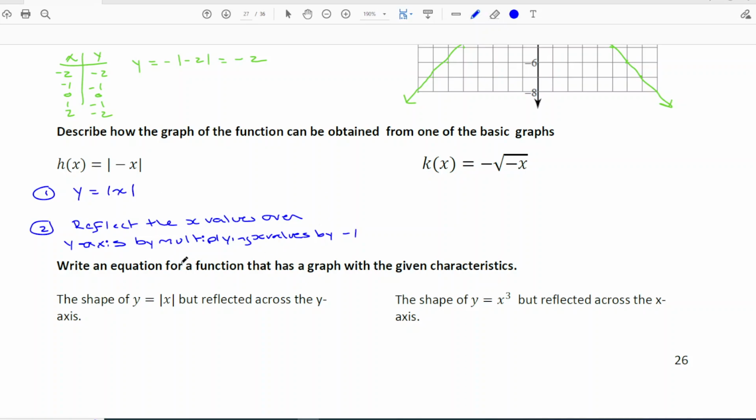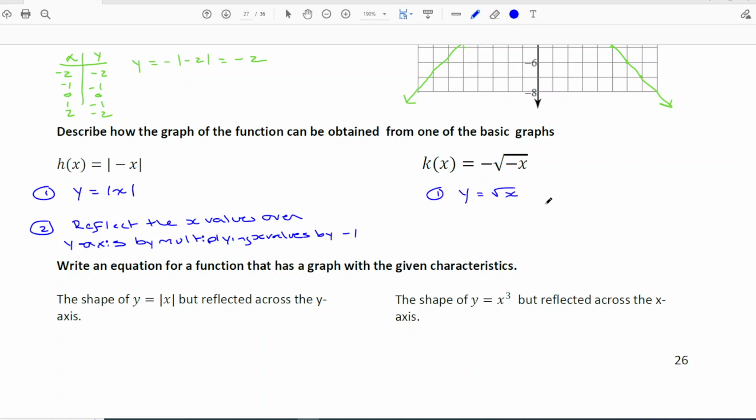I find the more of these you do, the less words you'll write. But when you're first learning it, it is really good to see what am I doing? Oh, I'm multiplying the x values by -1, which then reflects the x values over the y-axis. All right, pause the video, give this one a go.